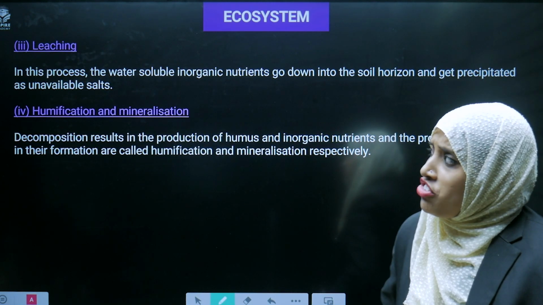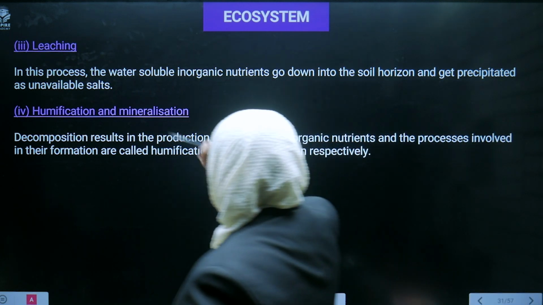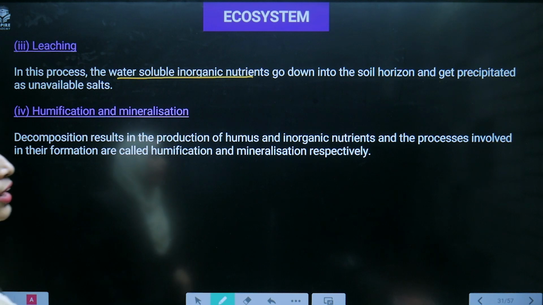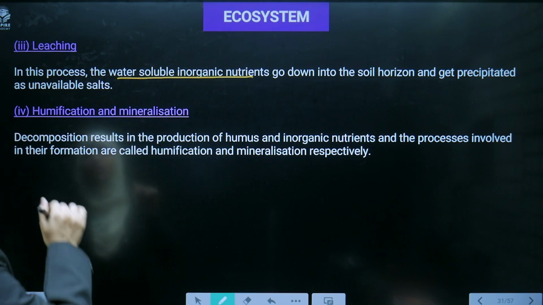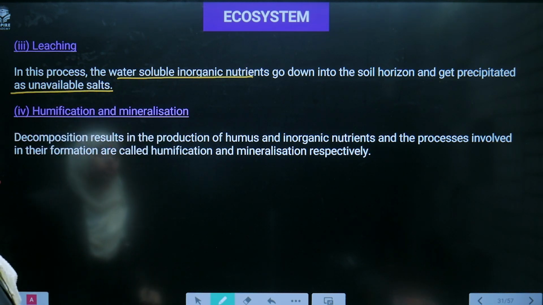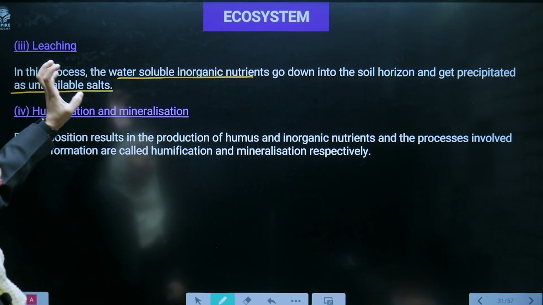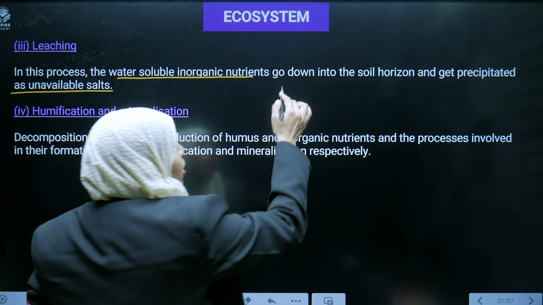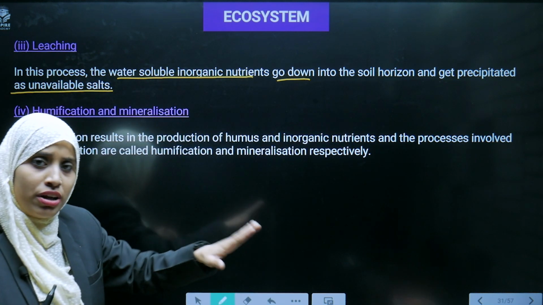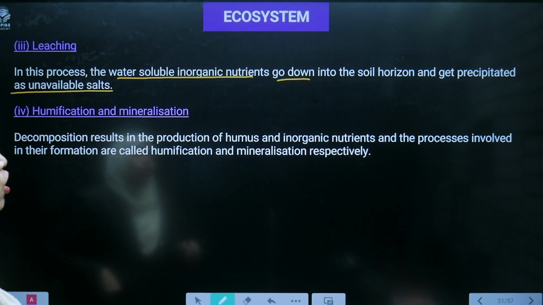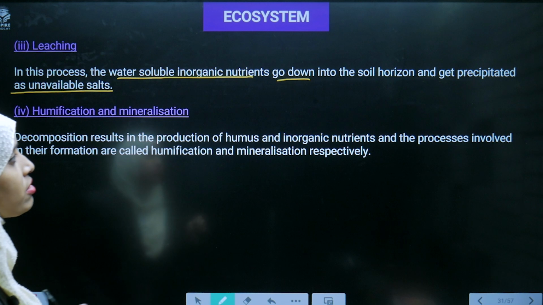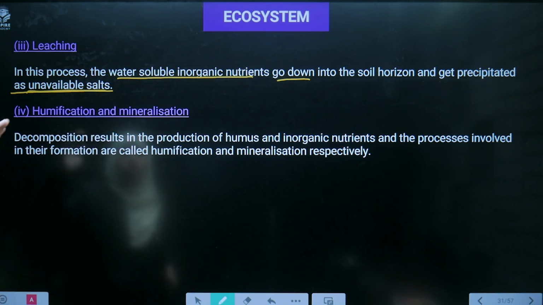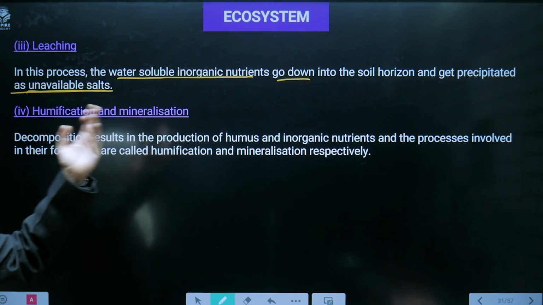Now, leaching. What is leaching? It is a process. In this process, what happens? The water-soluble inorganic nutrients go down into the soil and get precipitated as unavailable salts. So in leaching, the water-soluble inorganic nutrients will go down into the soil. In the soil, they pass through the different layers of the soil, and get precipitated as unavailable salts.